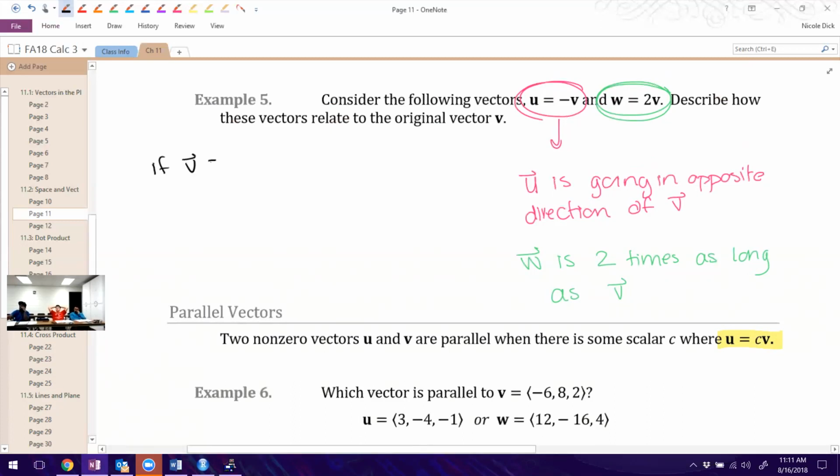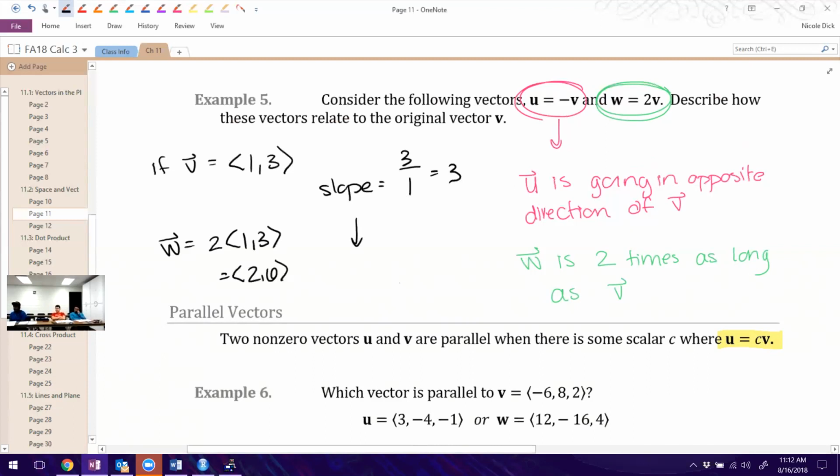Let's say vector v was (1, 3). What's the slope of this vector? I know slope is a weird thing to talk about, but it would be 3 minus 0 over 1, so just 3. If we go through the definition of w, w is 2 times this vector, so it's (2, 6). If we find the slope of that, we get the same thing. So when we stretch this, it's really just making the fraction for slope bigger or smaller, but it's still going to be parallel. So yes, we can still do it.